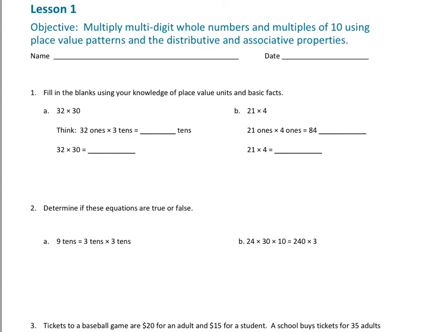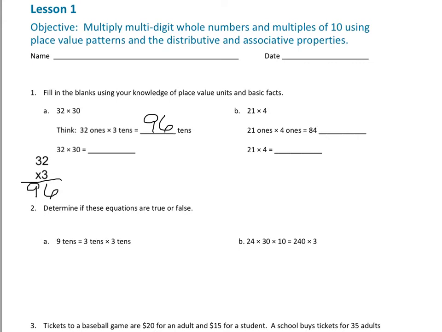Think. 32 ones times 3 tens equals blank tens. So what they're doing here is they're taking the number 30 and they're breaking it down to 3 tens. 3 groups of 10 equals 30. So right now let's multiply 32 times 3. 3 times 2 is 6, and 3 times 3 is 9. 32 ones times 3 tens equals 96 tens.